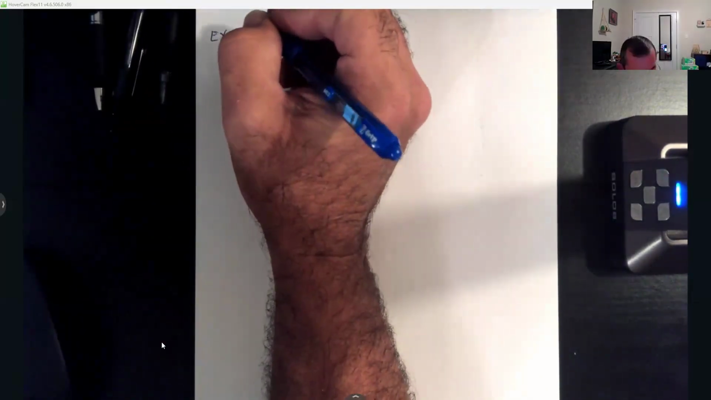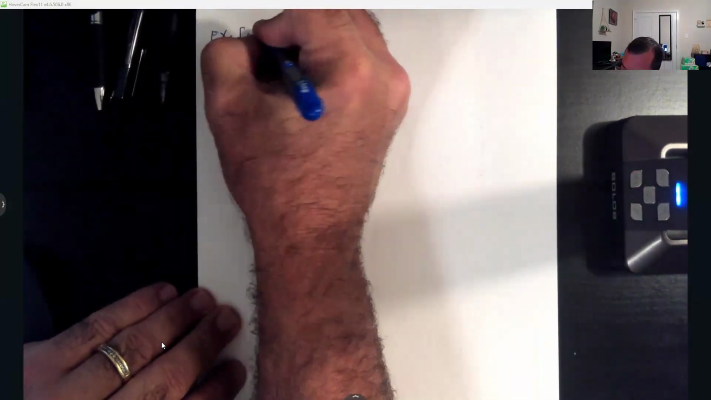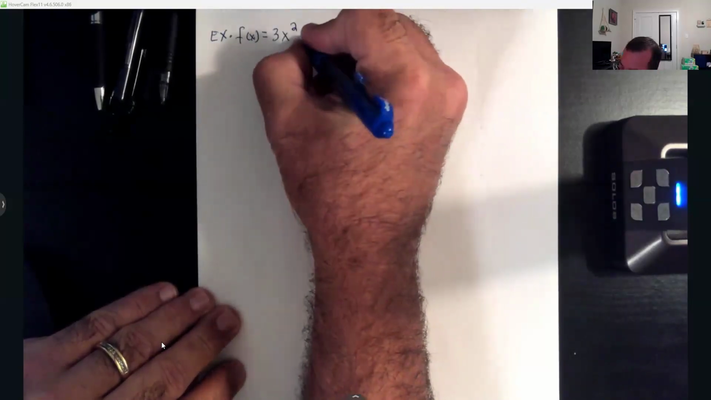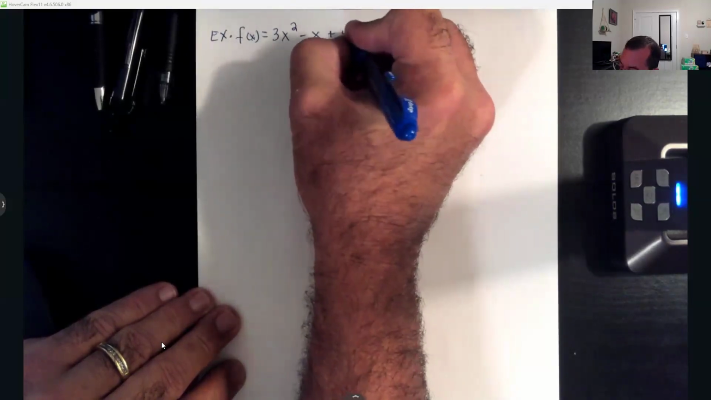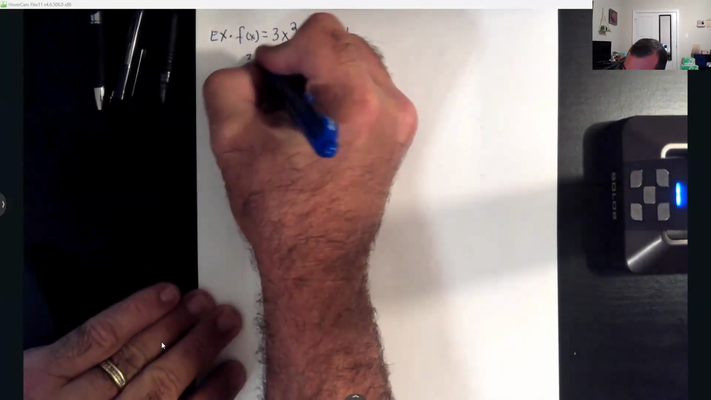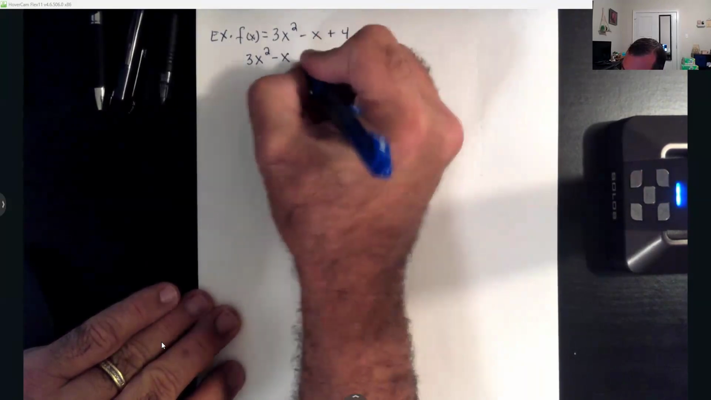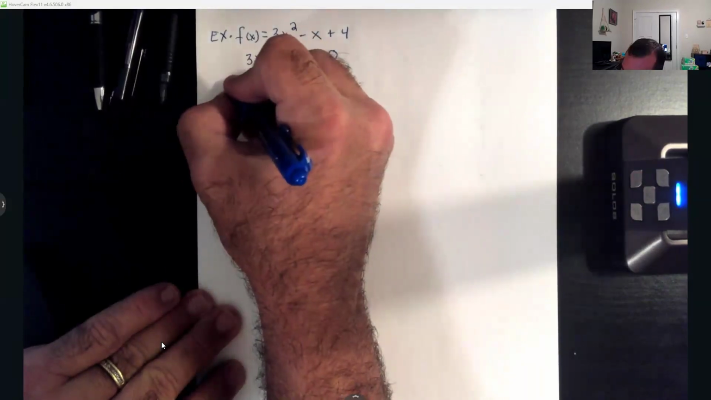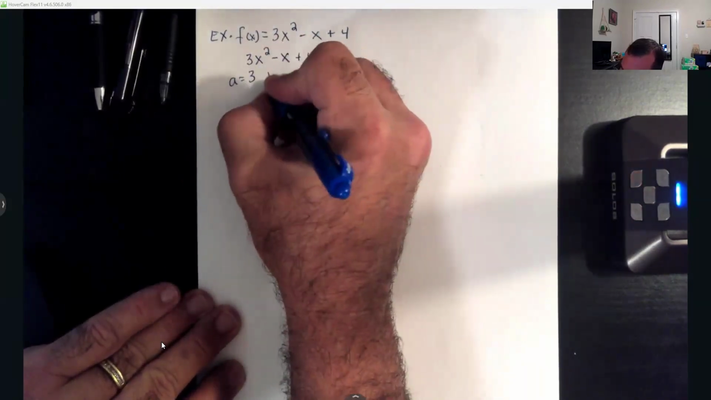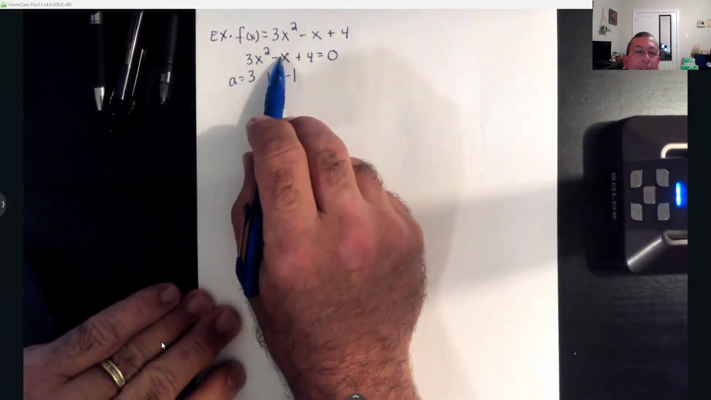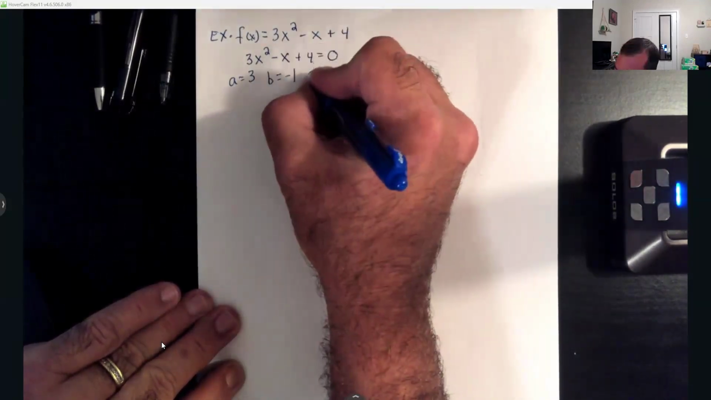So let's look at the next one. They're giving me f of x equals 3x squared minus x plus 4. I'm going to set this equal to 0. 3x squared minus x plus 4 equals 0. I'm now going to get my numbers for a, which is 3. B is a negative 1. Since there's not a number, it's a negative 1. And then C will be 4.